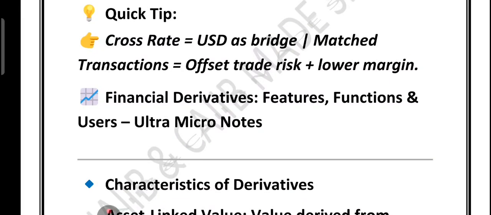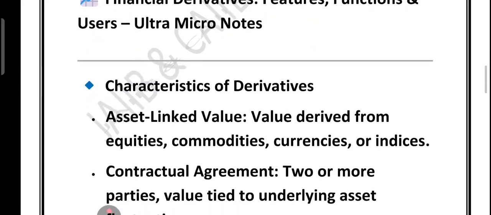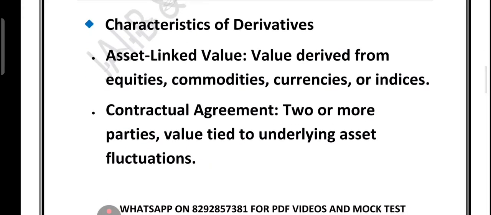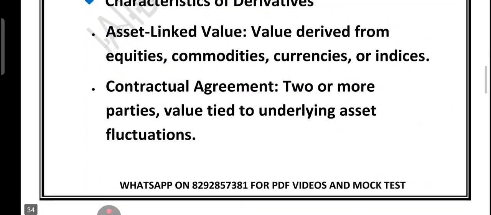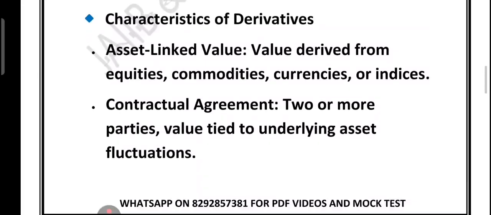Now let's switch our focus to derivatives. A derivative is a financial contract whose value comes from something else, like a stock, commodities, currencies, or market indices. That is a derivative. So derivatives are essentially an agreement between two or more parties where the payoff depends on how the underlying asset price moves. Right, so we are talking about derivatives.